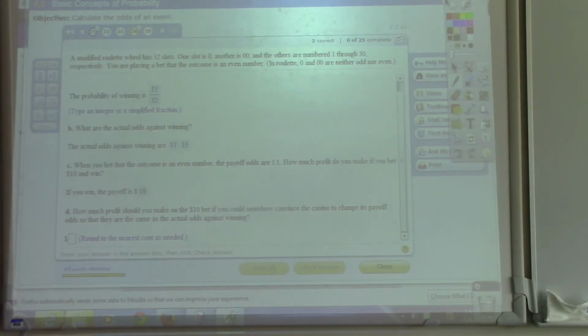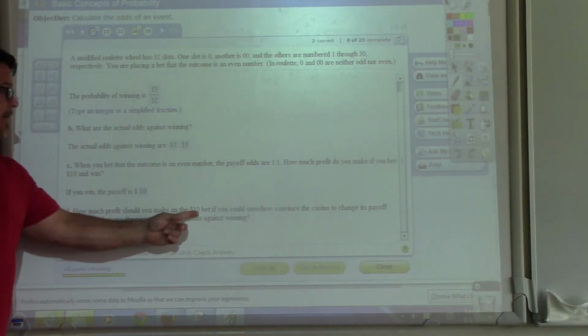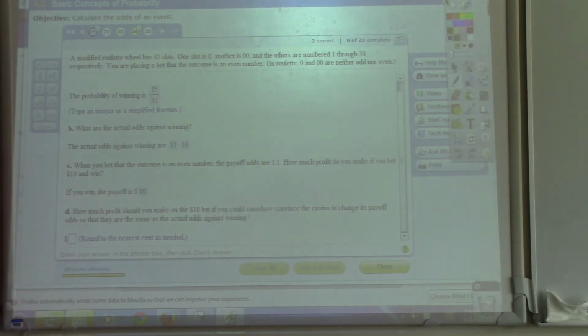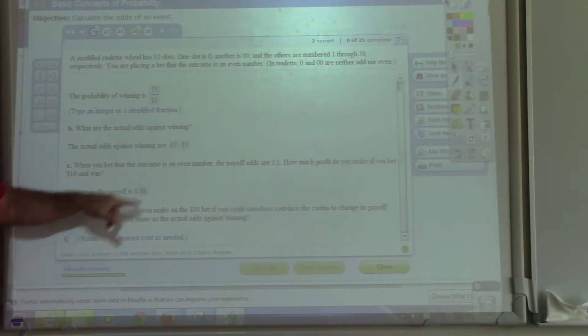Multiply 17 over 32 by 15 over 32. Good job. That's the whole point of me going through that, so by the time you get back to the question, you can say, oh, I need to multiply 10 by 17 over 15. You would be surprised how many students don't know to multiply that 10 by that 17 over 15.